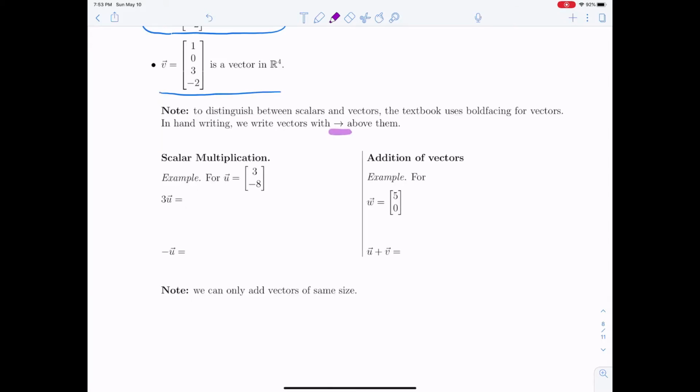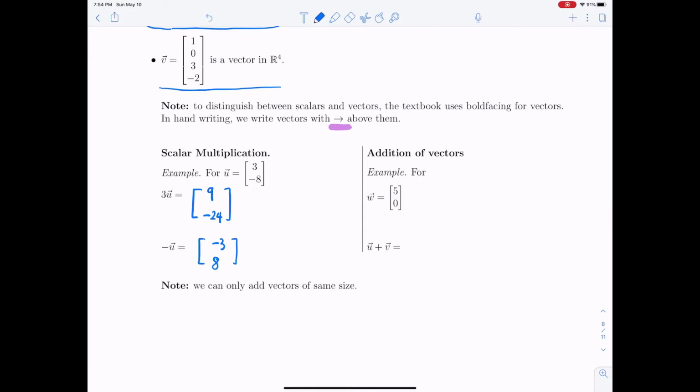Okay, so suppose that you have a vector u given by 3 and negative 8. Then 3u is a scalar multiplication of u by 3, which means we just scale all the entries by 3. That gives you 9 and negative 24. And negative u then equals negative 3 and 8.